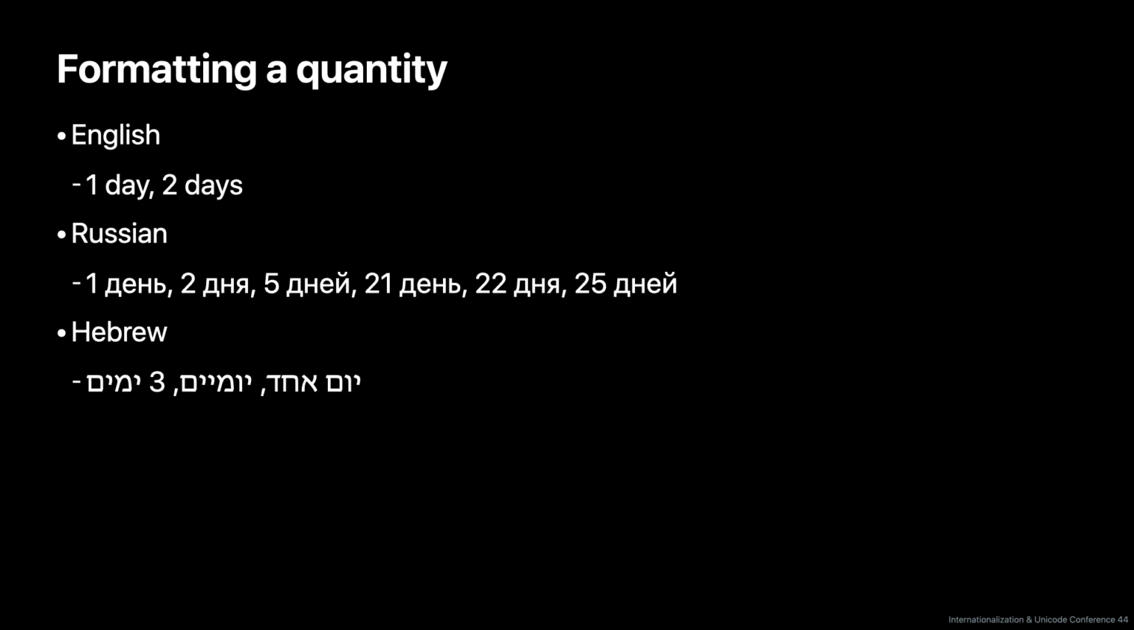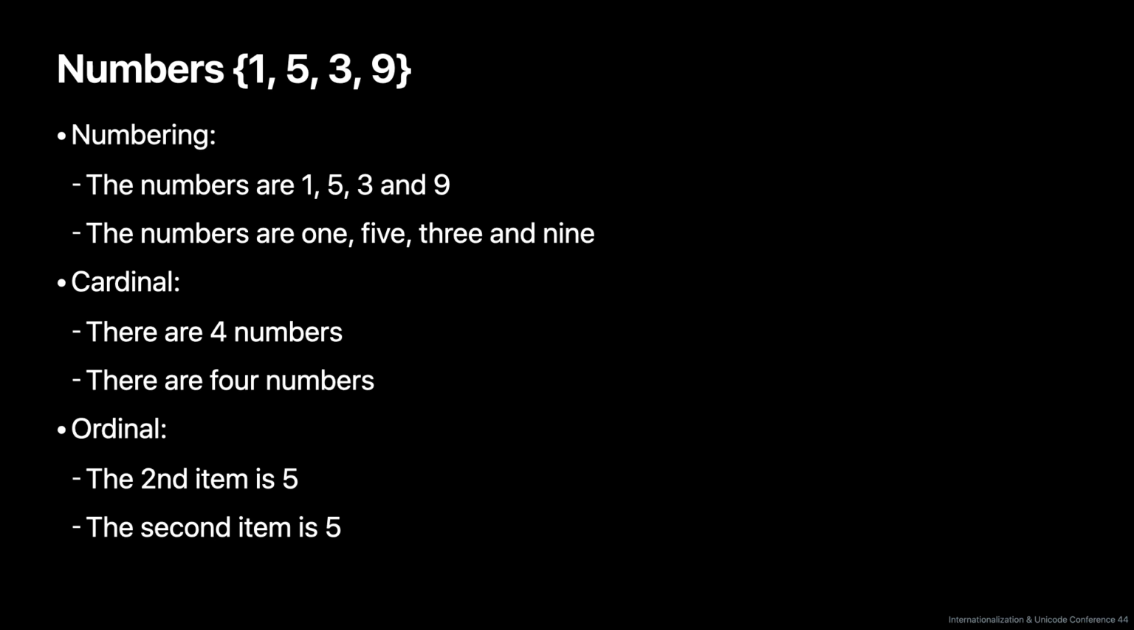We also have to consider formatting a quantity. So we have 1 day and 2 days, but if you're familiar with CLDR plural rules, you also notice that 1 day, 2 days, 5 days, 21 days, 22 days, 25 days, it's not consistent. It's not just whether or not the number is 1. It's actually a little bit more of a complex formula. And then in Hebrew, you have 1 day, 2 days, 3 days, but when you're reading Hebrew, it's from right to left, and it's like day 1, days in the dual form, or 3 days. When it comes to numbers, there are 3 things that you frequently have to consider.